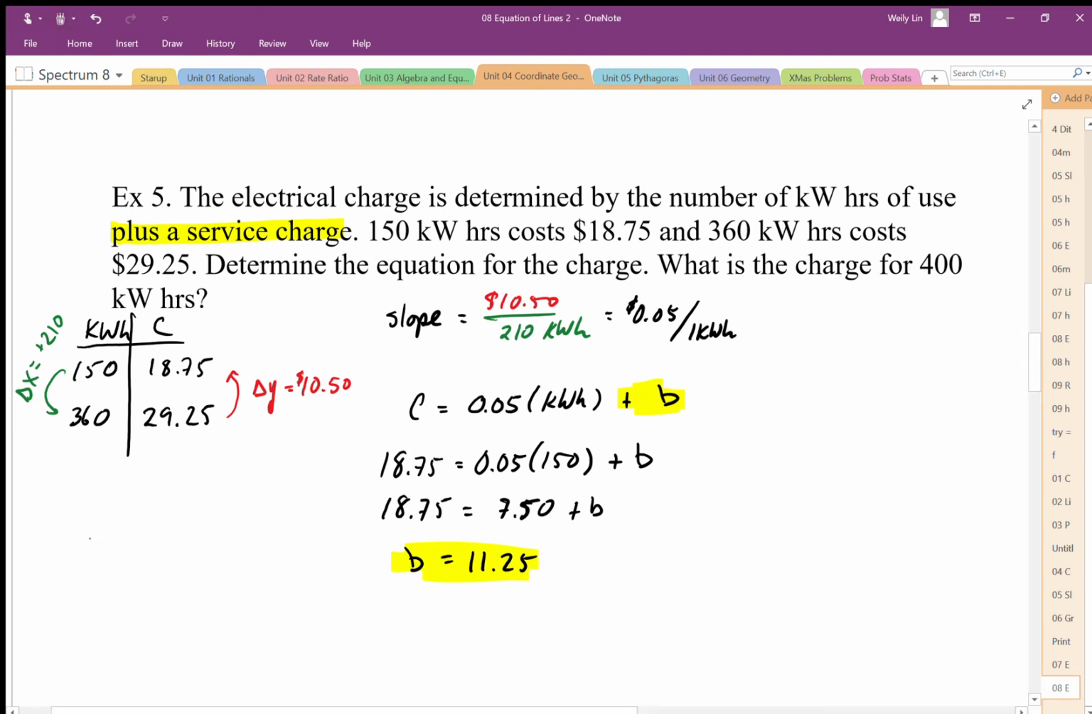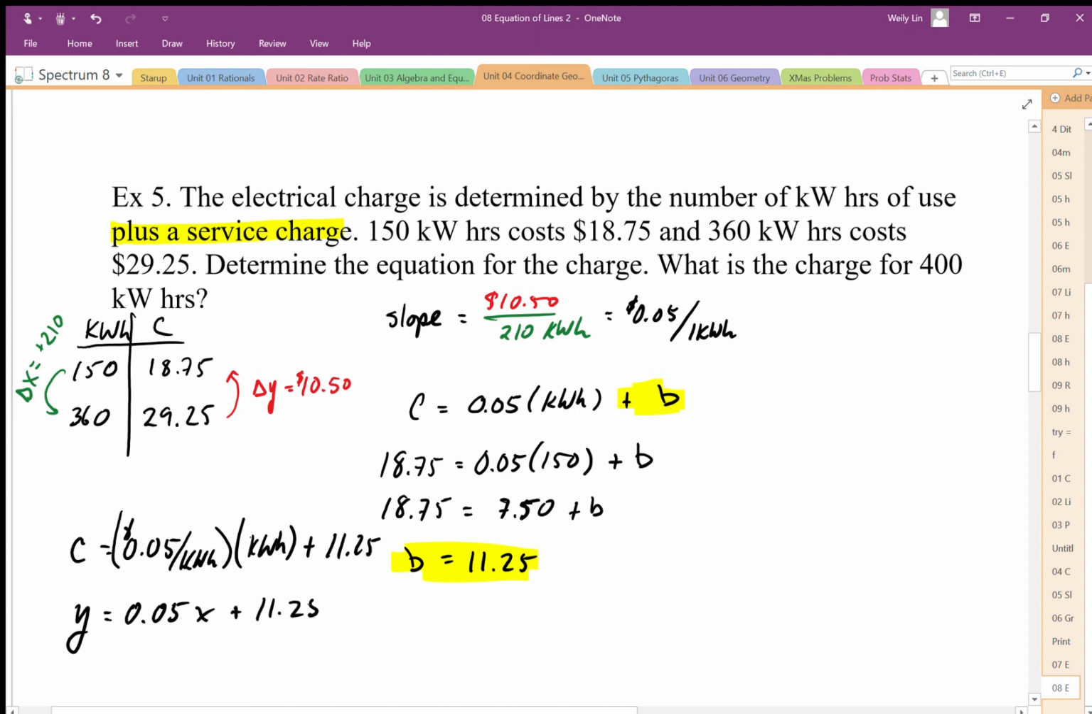So my equation works out to be cost is equal to $0.05 per kilowatt hour times the kilowatt hours plus the service charge of $11.25. Or you can write it as y equals mx plus b. Either one of those represents the equation for this particular problem.